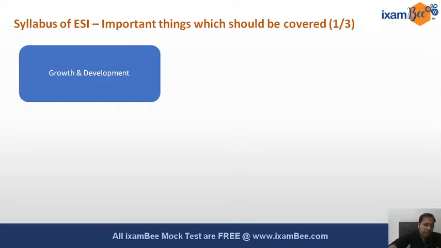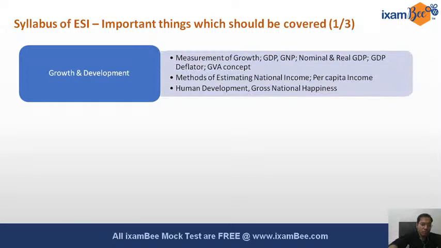So speaking in terms of growth and development, you should be thorough with what are the measurements of growth: what are GDP, what is GNP, what is NP, nominal and real GDP, what is the difference between nominal and real GDP, what is GDP deflator, what is the GVA concept, how is it different from GDP. So what are the methods of estimating national income? There are three methods, so you should be thorough about which are the methods.